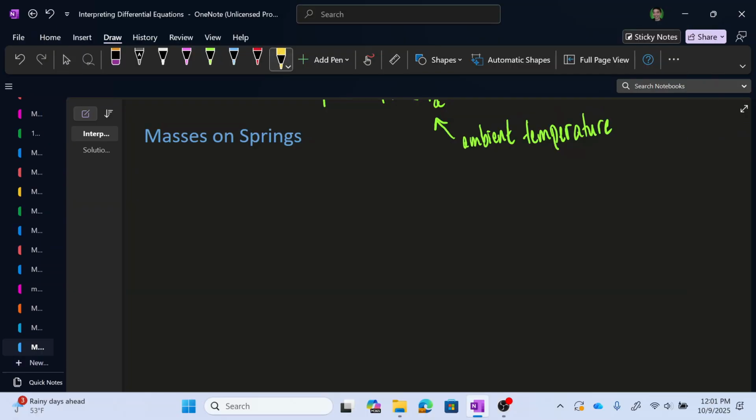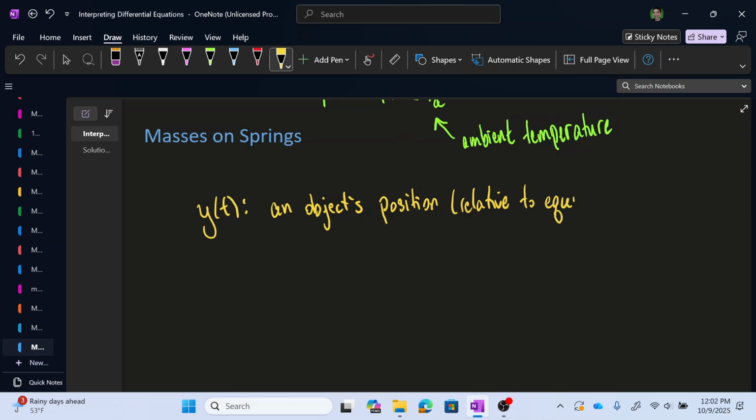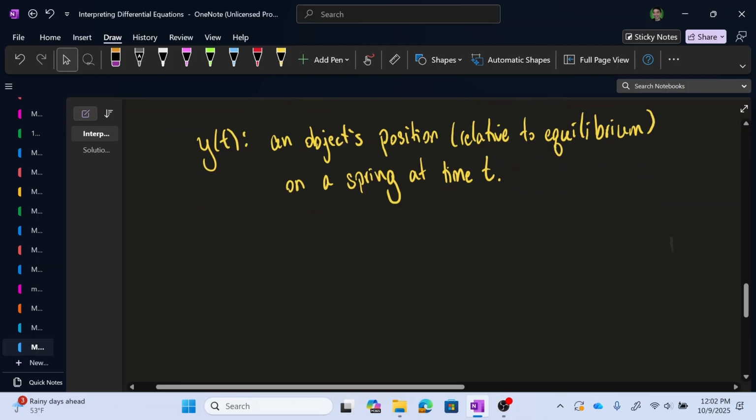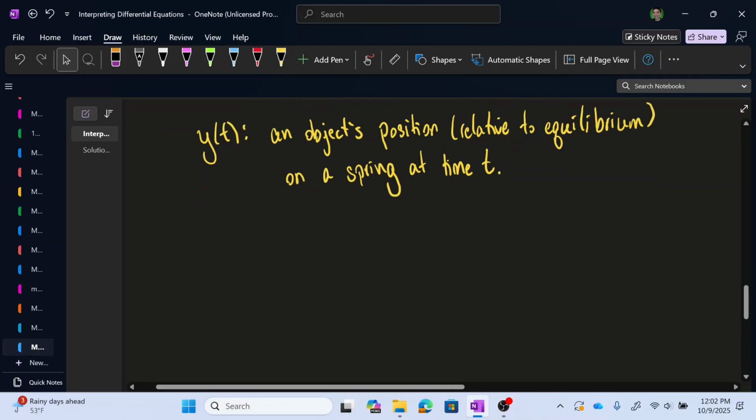So I'm going to define a function y of t, and this is going to track an object's position as measured relative to equilibrium on a spring at time t. Now, when I talk about an object at equilibrium in this context, I'm talking about you take your object, you hang it from the spring.